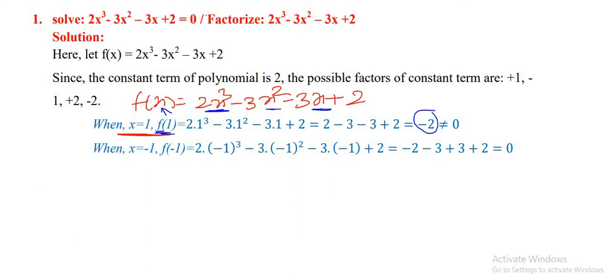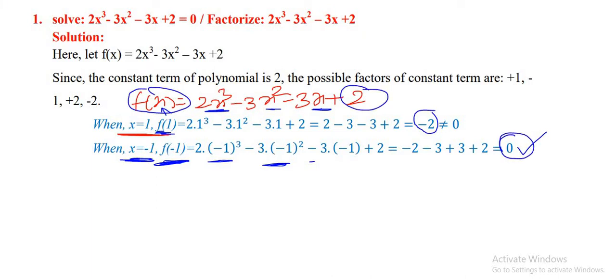Now here I have taken another value of x, that is x equals minus 1. If I substitute x by minus 1, then I found 2 into minus 1 to the power 3, minus 3 into minus 1 to the power 2, minus 3 into minus 1, plus 2 is equal to 0. When I substitute x equals minus 1 in the given polynomial, its answer is equal to 0. I found the answer 0.